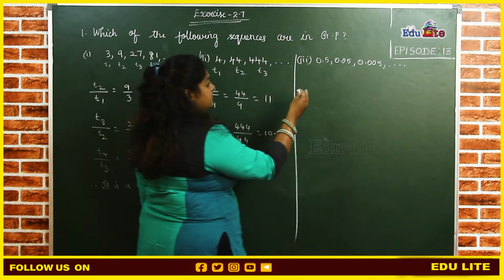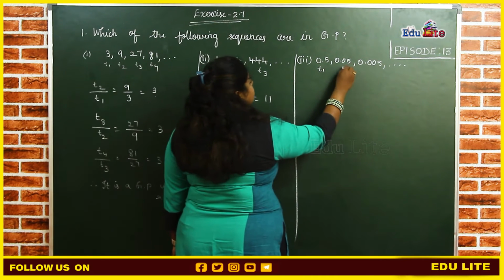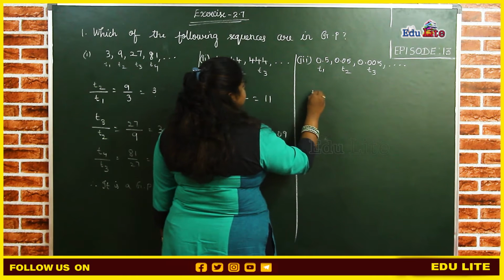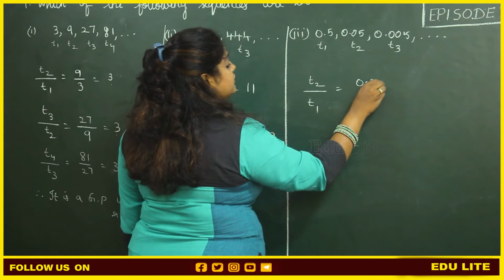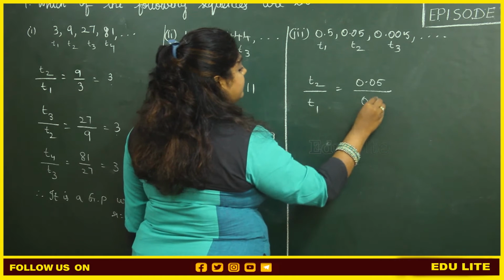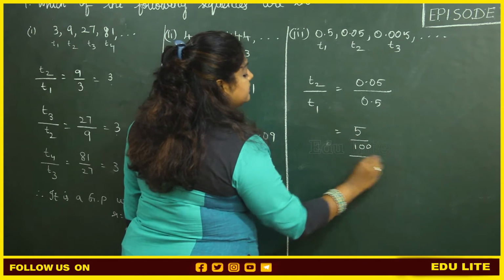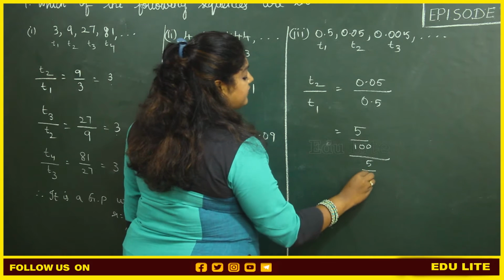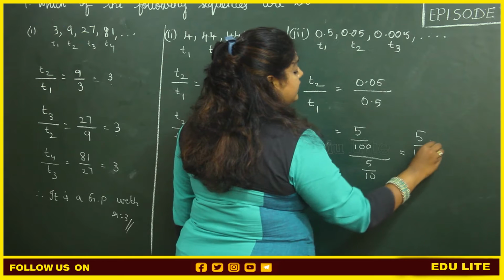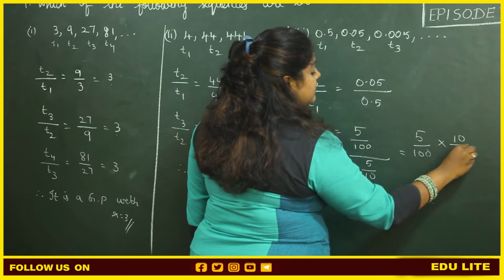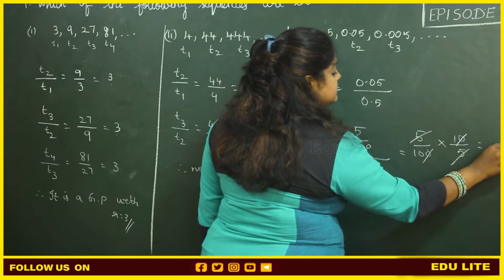We will move on to the third subdivision. Let us find whether the given sequence is a GP or not. Considering T1, T2, T3, first we have to do it as T2 by T1. T2 value is 0.05 by T1 value is 0.5. This 0.05 we can write as 5 by 100. Similarly, 0.5 we can write as 5 by 10. I will reciprocate this. This will become 5 by 100 into 10 by 5. 5 and 5 will get cancelled, 10 and 10 will get cancelled, 1 by 10 is 0.1.